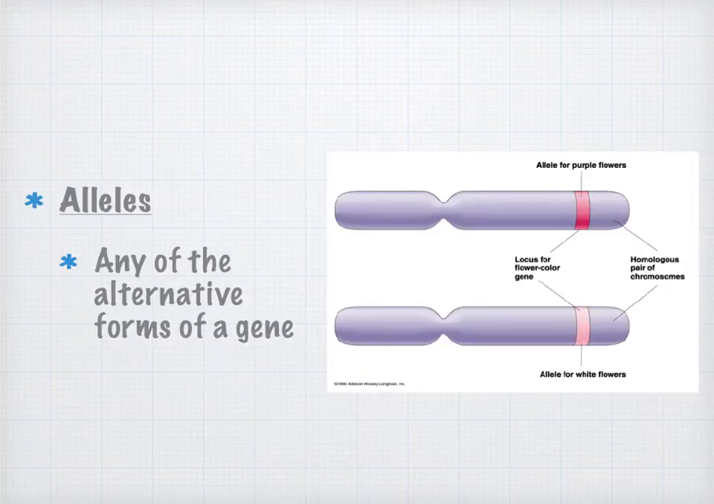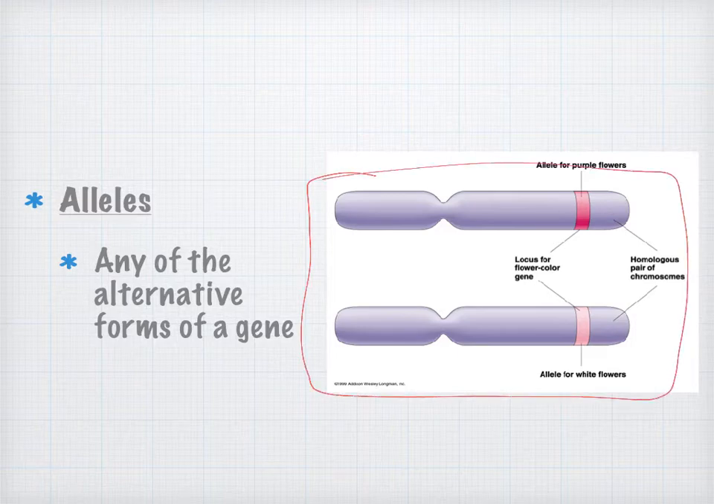An allele is any of the alternative forms of a gene. So in this example, we're looking at these homologous chromosomes, and on this top one, this allele, this gene, is going to code for purple flowers. In the same location on the homologous chromosome, this gene would code for white flowers. So they're still coding for the same trait, flower color. This top one is just coding for purple, and this bottom one is coding for white.